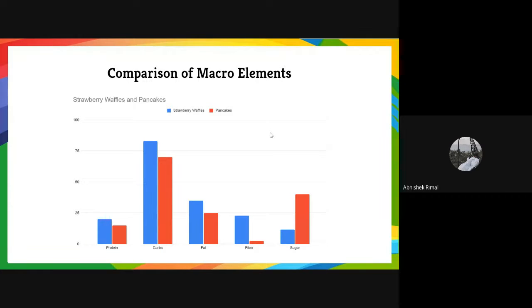So as you can see, the comparison chart of macro elements. In strawberry waffles and pancakes, the protein in strawberry waffles is higher, and the carbohydrate in strawberry waffles is even higher. This chart clearly depicts which breakfast to go for if you're a health conscious person.